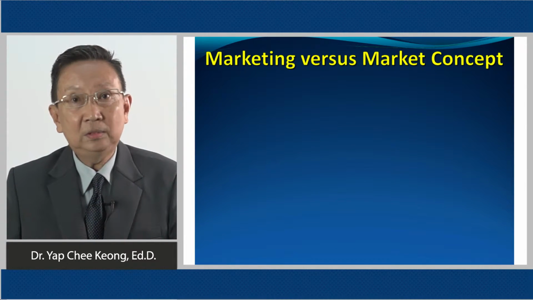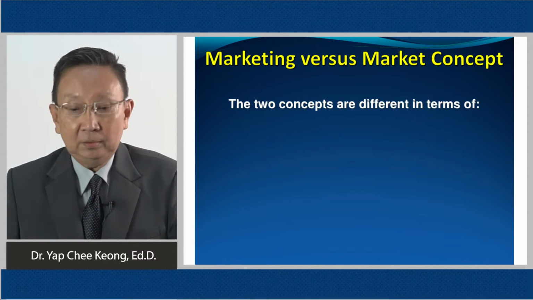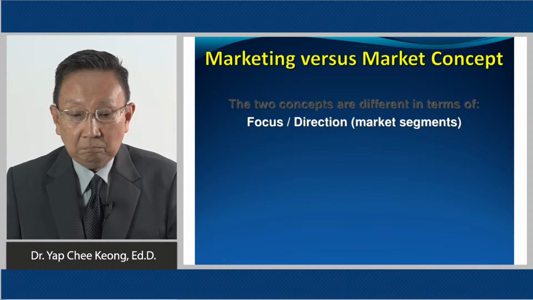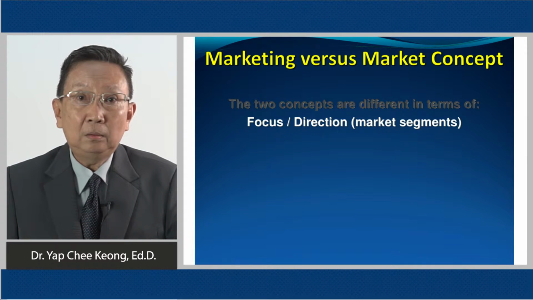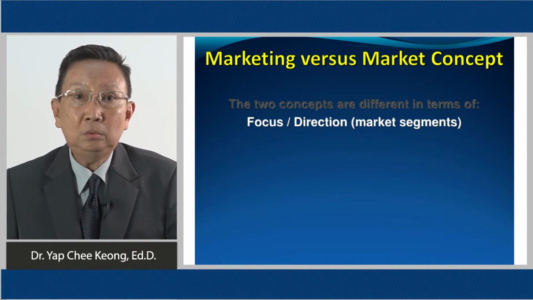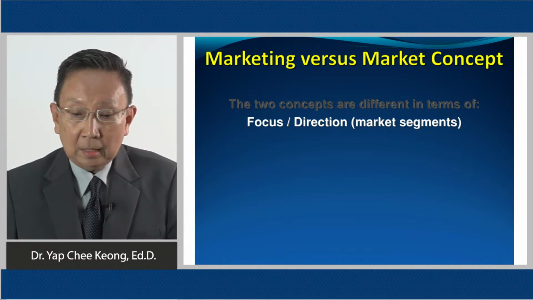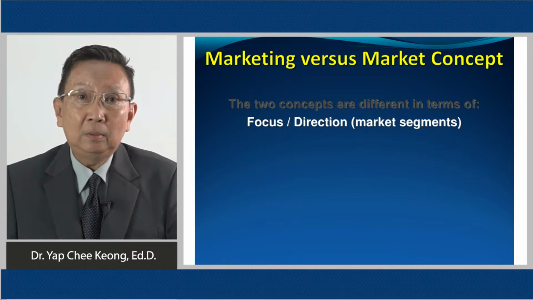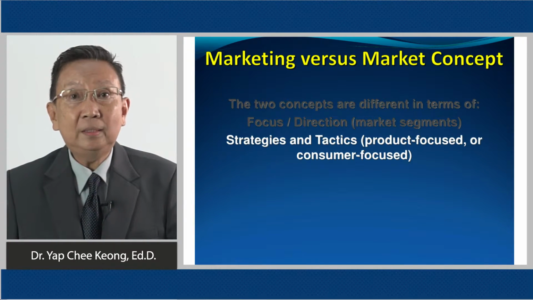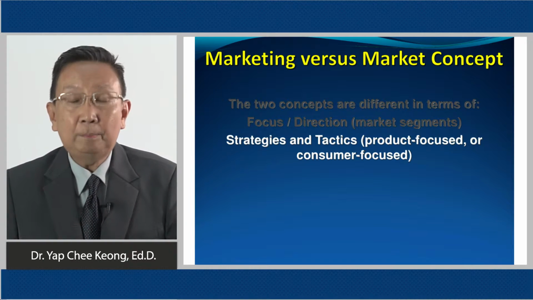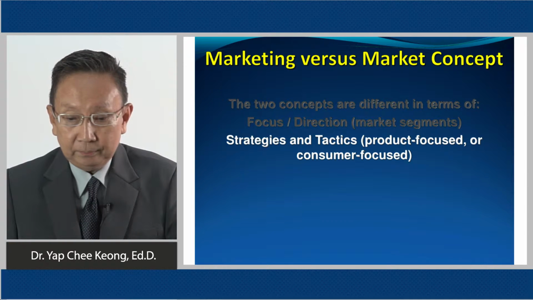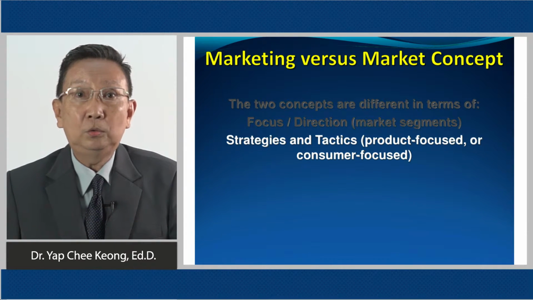Marketing versus market concept. The two concepts are different in terms of focus and direction. Marketing concept focuses more on trying to sell a product across the various market segments on a national or an international basis, while market concept is more focused on only those selected segments that we believe our product can be of benefit to. Strategies and tactics: marketing concept focuses on the product, while market concept focuses on the consumer, which are two different concepts entirely. We'll explain in more detail as we move on to the following slides.